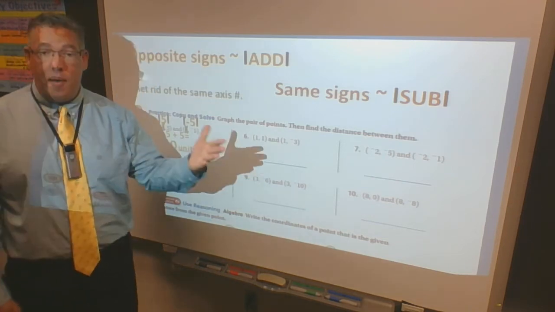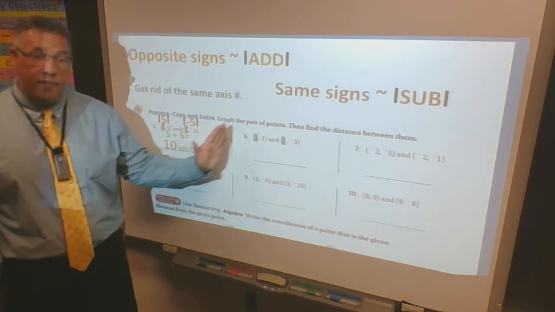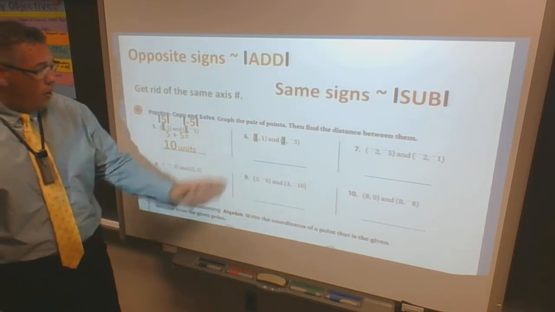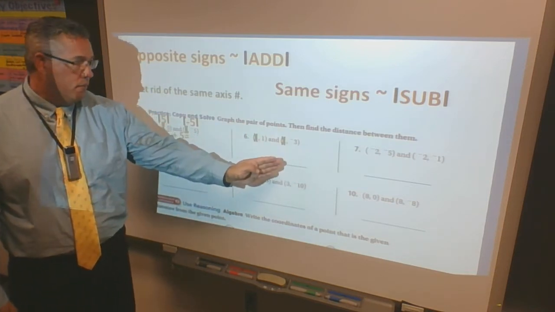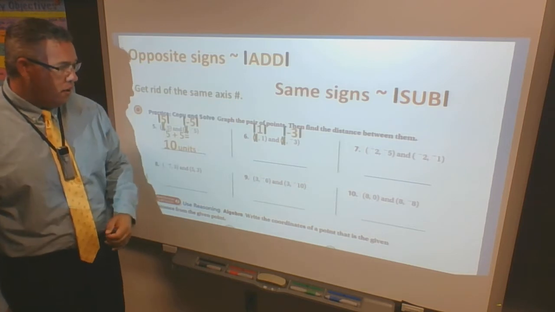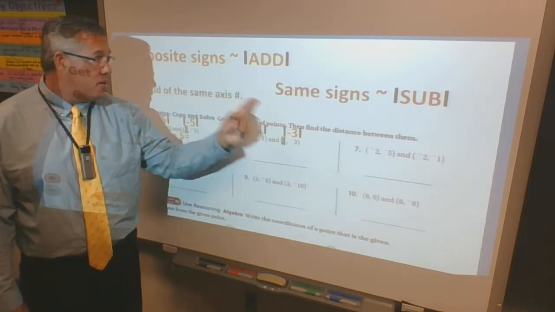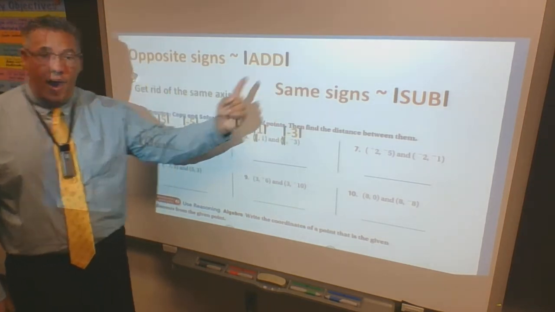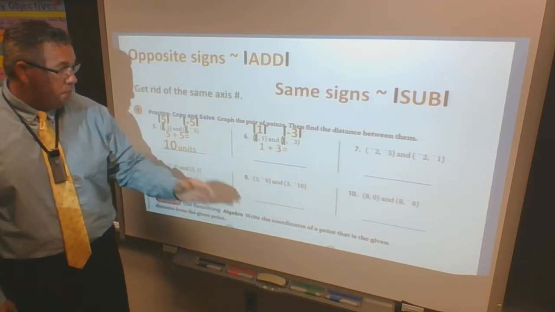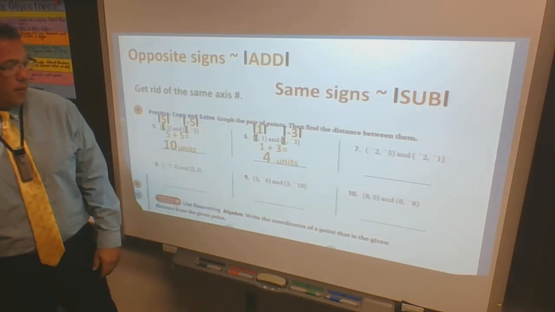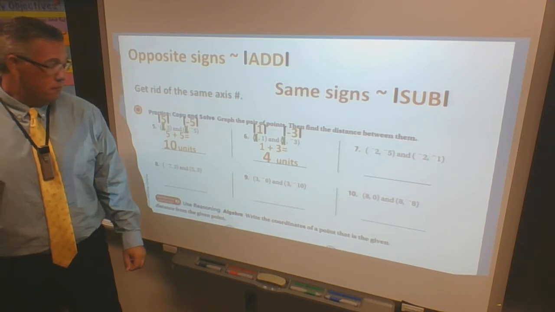Go to 6. In my x, I have positive 1s again, so I'm going to get rid of the x again, and now I have a 1 and a negative 3. I find their absolute value, and I see that they're opposites. Opposite signs add their absolute values, so 1 plus 3 is going to give me 4 units.